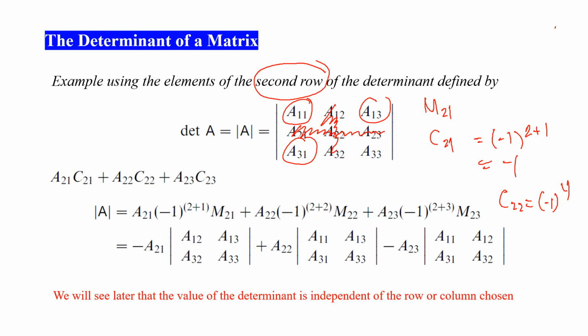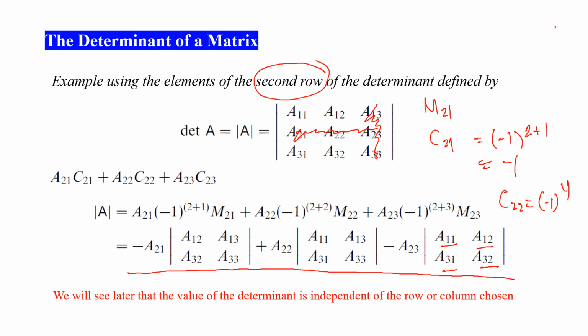And lastly, we do it for your A23. So for your A23, we remove all the elements of the second row and then the third column. So we're left with A11, A12, A31, and A32. And the cofactor is -1, so we just multiply it with -1 and take out the negative. So you have this expression here. This is the determinant of your 3 by 3 matrix.